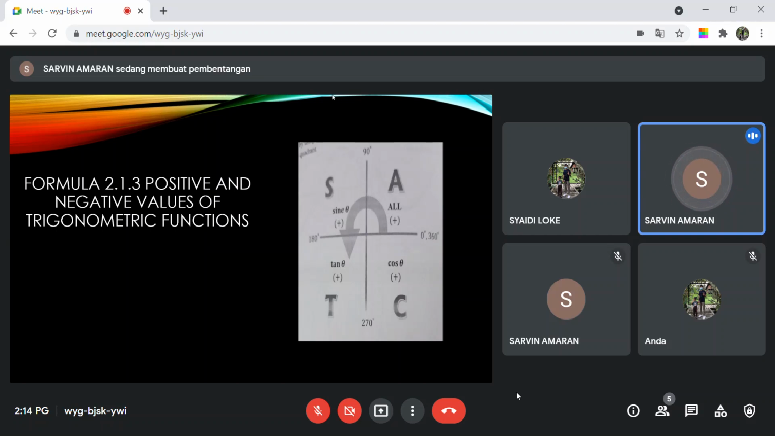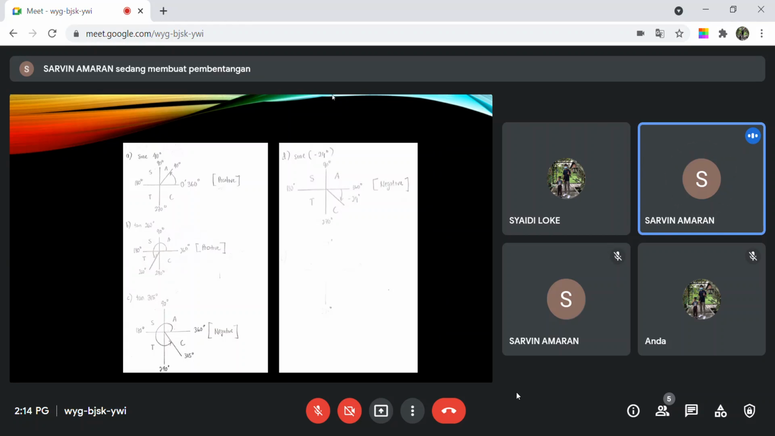A is for all, which means sin, cos, tan are positive. S is for sin, which means only sin is positive while cos and tangent are negative. Teh, tan is only positive while sin and cos are negative. And last but not least is cos, which is Cina. Cos is positive and tan and sin are negative. These are the basics that you need to learn before you continue to the next subtopic.